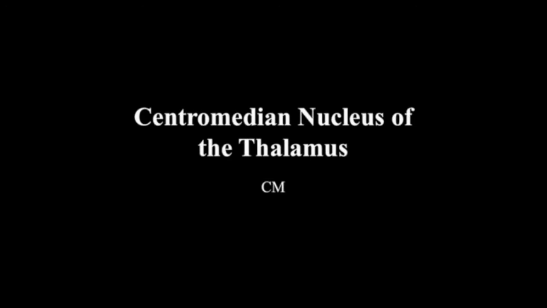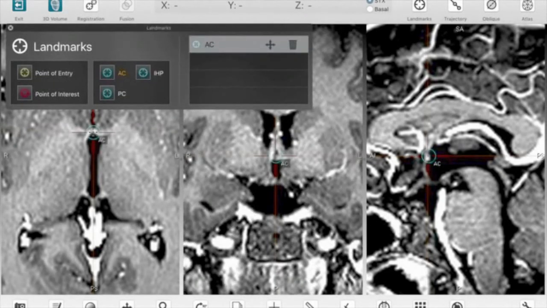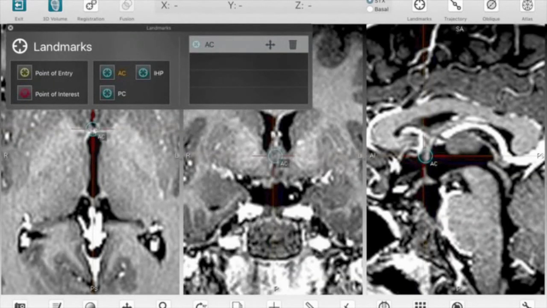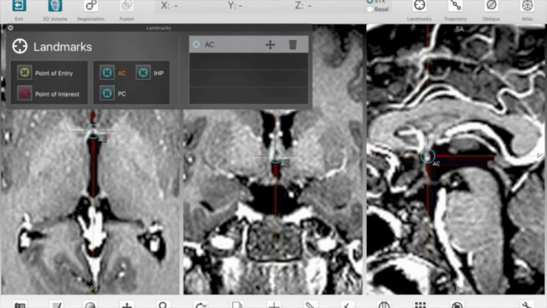Our next target is the centromedian nucleus, which is a thalamic nucleus of the intralaminar group. As it is not directly visualized on the MRI, it is necessary to identify the anterior and posterior commissures in order to define the target.